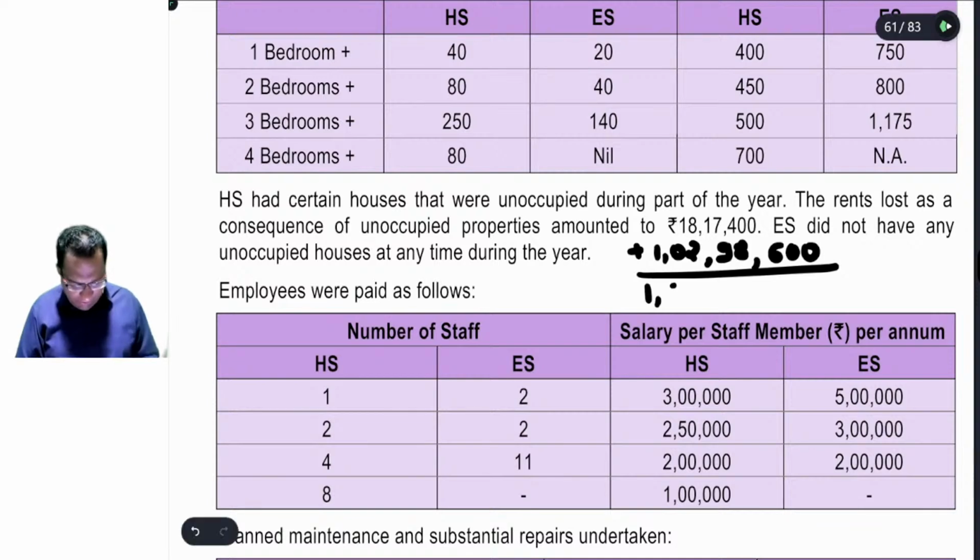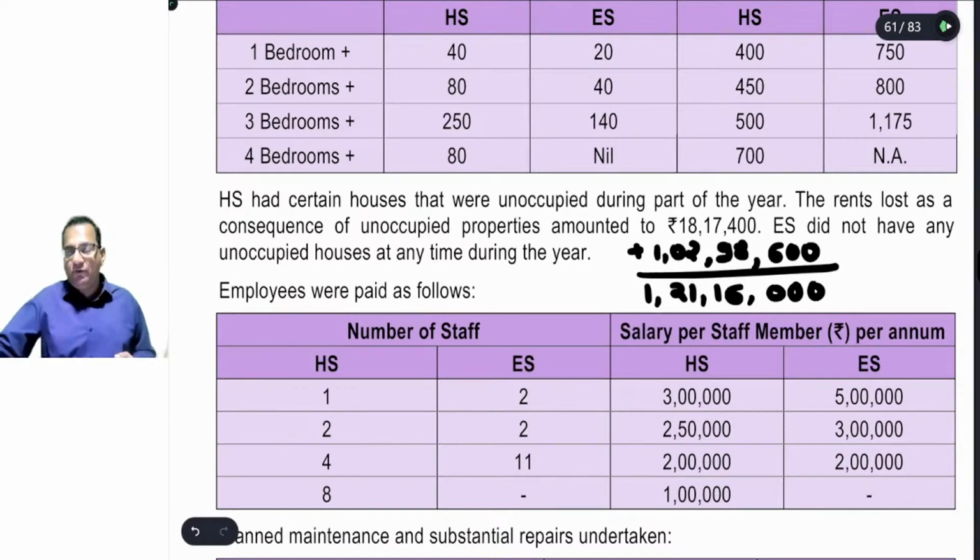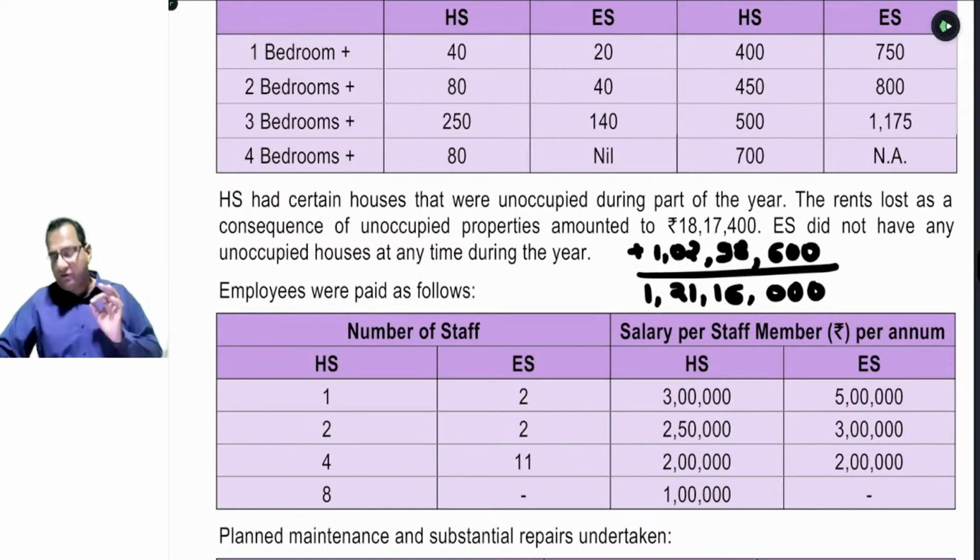So the total revenue that could be earned had there been no vacancy, no unoccupied room, the total rent receivable would be 1 crore 21 lakh 16,000. But we have actually received 1 crore 2 lakh 98,600 because of the vacancy in our organization. So now you will consider 18 lakh 17,400. This is the rent foregone due to unoccupied rooms, divided by total capacity 1 crore 21 lakh 16,000. So the percentage will be 15%. Now, 15% of our rooms are unoccupied during the period.